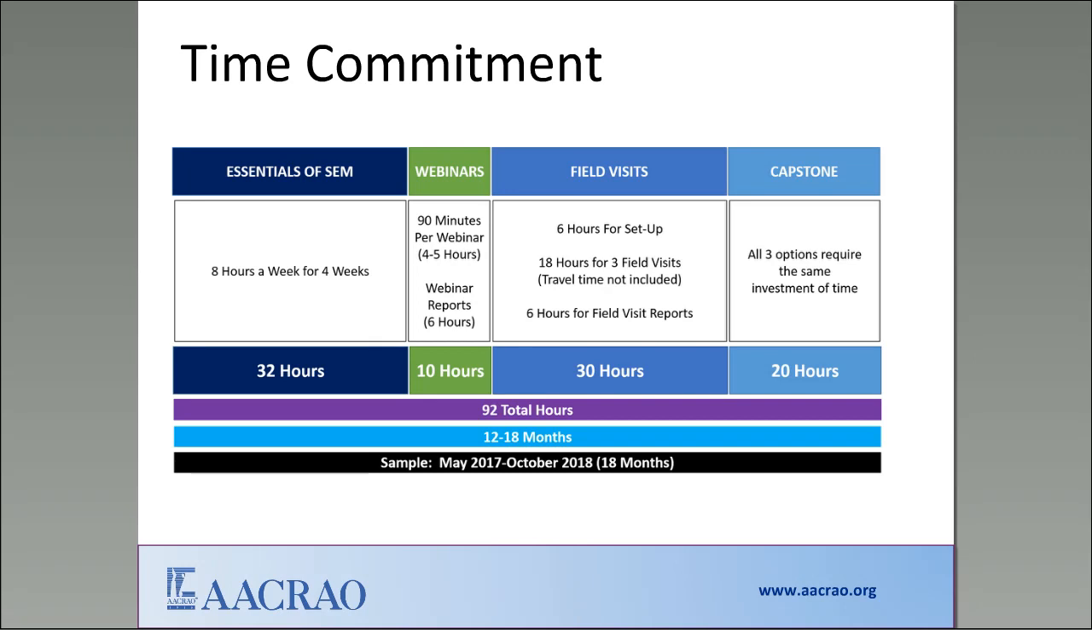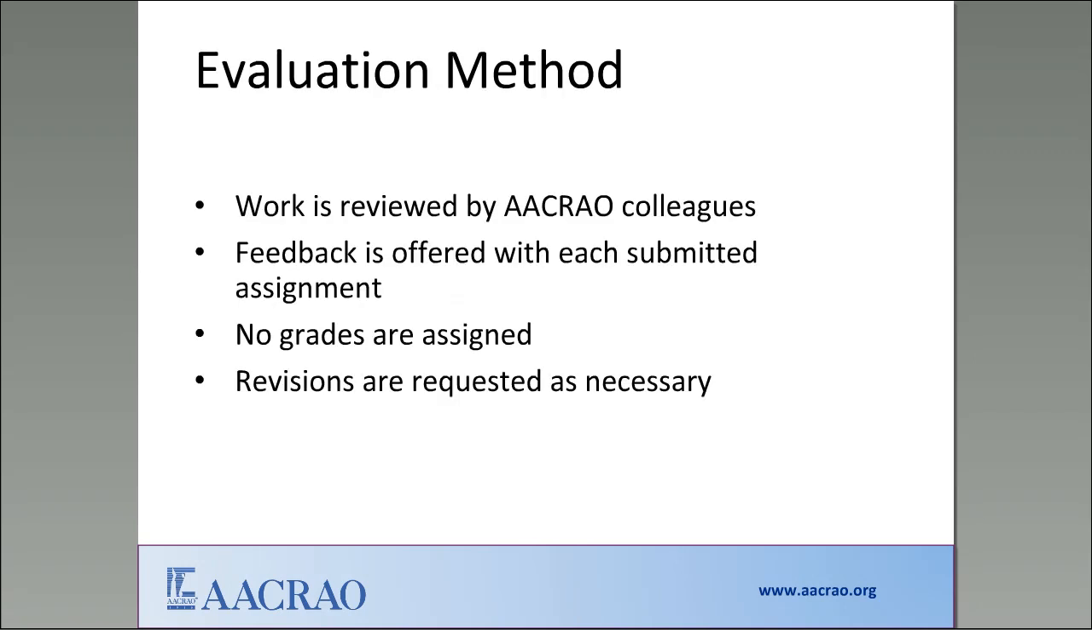So this includes all of the assignments, all of the time, just to give you that. So again, if you divided that out, you're not going to be spending a lot of time per month, but you do need to make progress through the 18 months. And the SEM-EP staff, we monitor progress and stay in touch with all of our learners as they're at the different stages of completion.